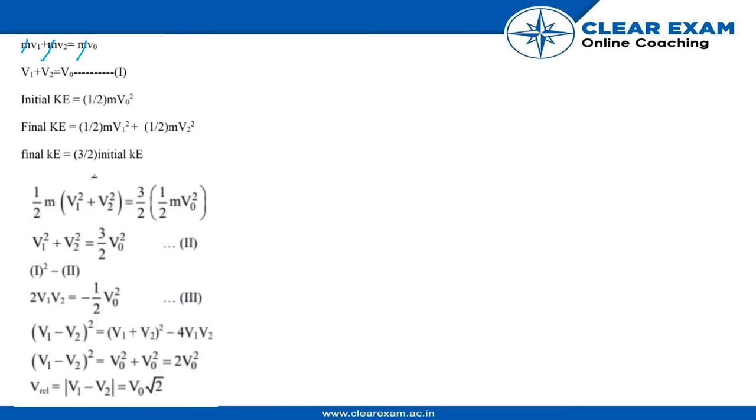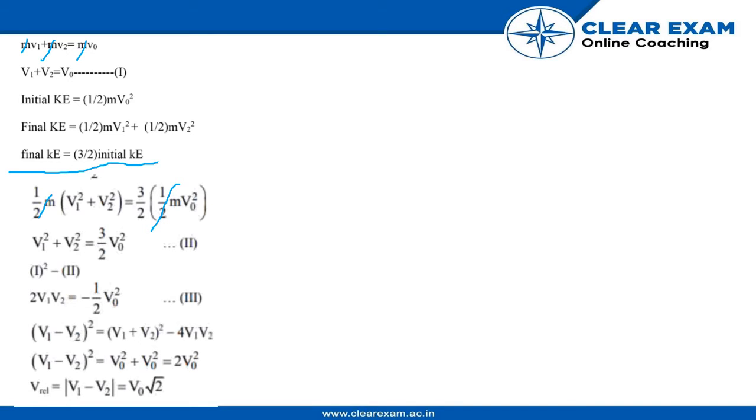And the initial kinetic energy is half mv0 square. And final kinetic energy is half mv1 square plus half mv2 square. And we have been given the condition that final kinetic energy is 3 by 2 times the initial kinetic energy. So we are simply going to equate these, and here we can see that half m and half m get cancelled out, and we are left with v1 square plus v2 square equal to 3 by 2 v0 square.